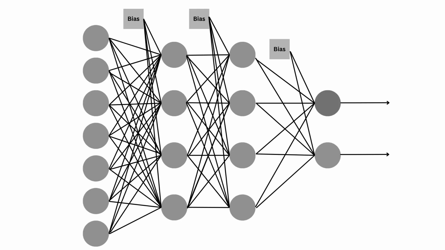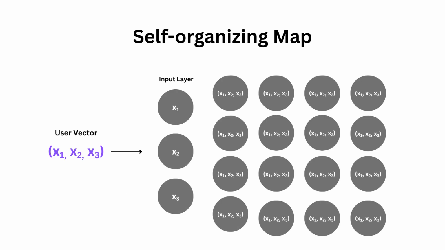Our neural network will look a bit different this time around. Instead of a stack of layers, it has an input layer connected to a grid. You can visualize it as a flat map made of neurons.